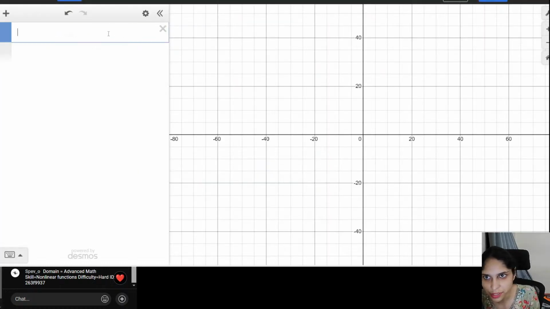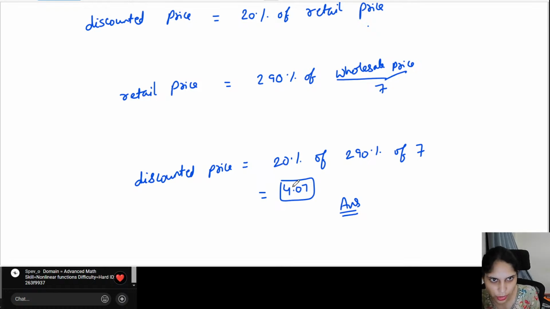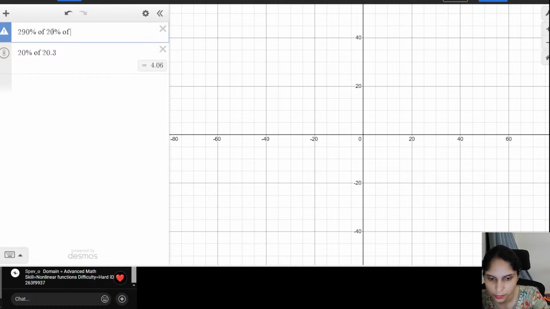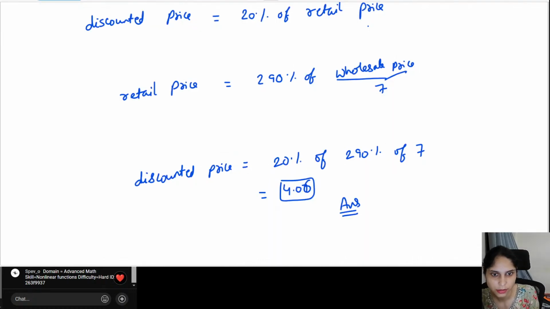If you want, you can first find out 290% of 7, 20.3. Oh my God. And then just 20% of 20.3. 4.06. Okay, 4.06 is the answer. I think before also we were getting 4.06. Yeah, 4.06. I don't know why I wrote 4.07.